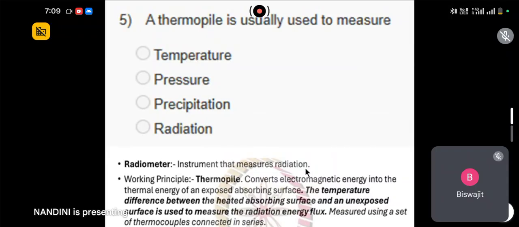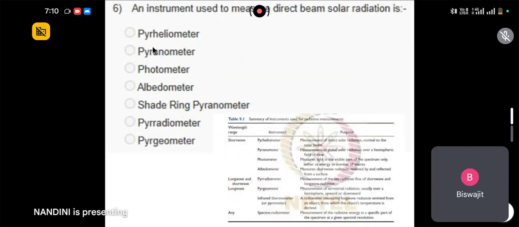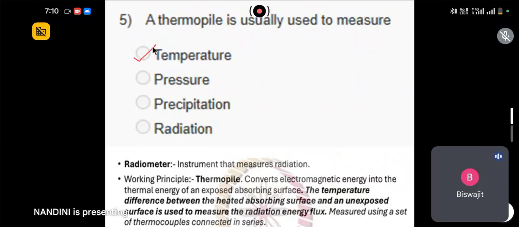So thermocouples will give you the temperature. So thermopile is basically used to measure what? Or it basically measures the temperature. One thermocouple measures the temperature. So if you have a series of thermocouples connected, each will give you the temperature of that particular surface. So exposed surface minus unexposed surface will give you the radiation. So that is thermopile.